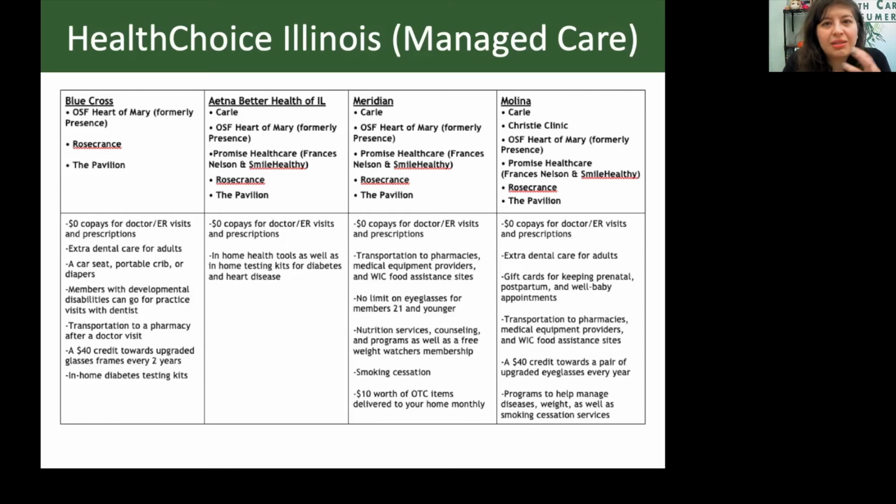So these are what are called managed care companies, and the program is called Health Choice Illinois. These are going to be the ways that you compare them, because they're all Medicaid plans and they all have to cover what Medicaid covers. It's just that the differences are more around what extra benefits they offer.